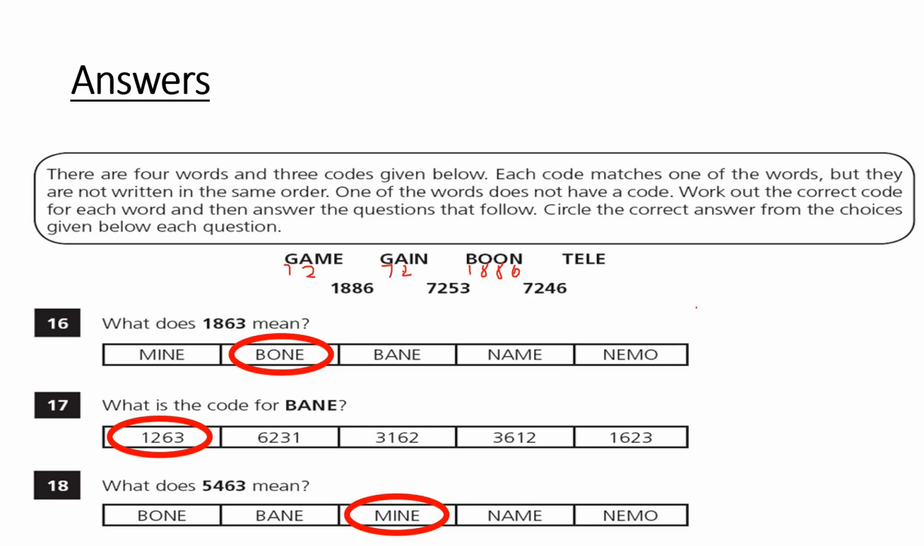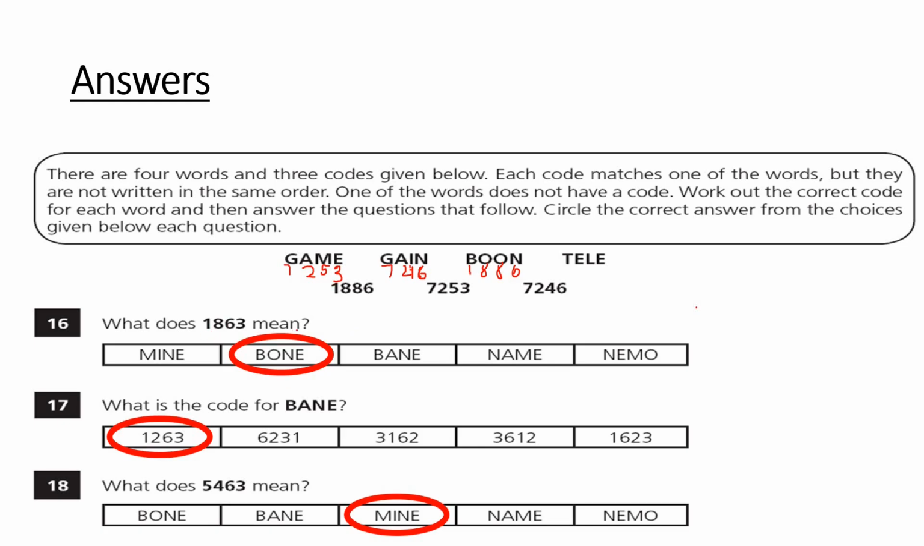And then we know that gain is going to be 7246. Sorry about the writing. And over here is going to be 7253. Okay. So now the answer is of course now here.